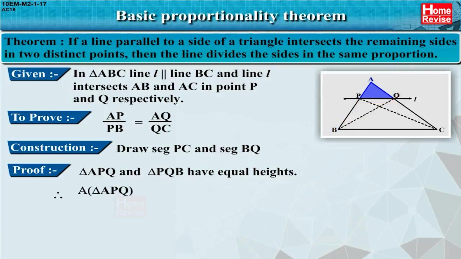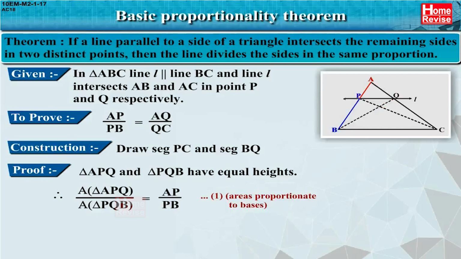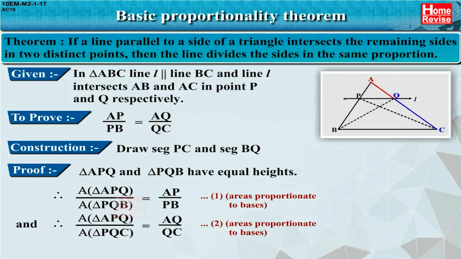Therefore, area of triangle APQ upon area of triangle PQB is equal to AP upon PB. Equation 1. Areas proportionate to bases. And therefore, area of triangle APQ upon area of triangle PQC is equal to AQ upon QC. Equation 2. Areas proportionate to bases.